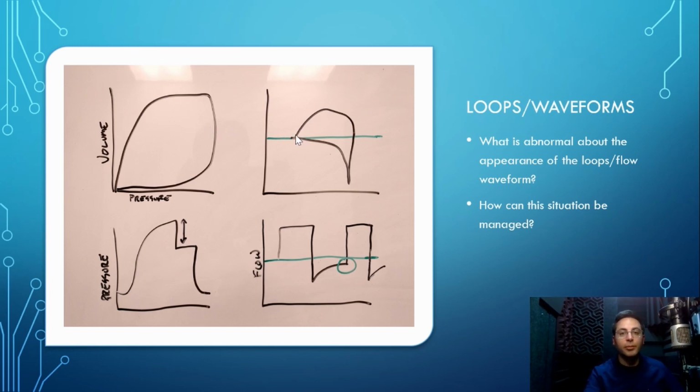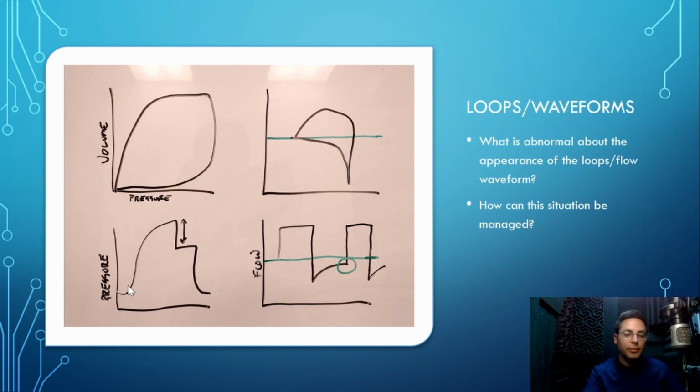Looking at our flow volume loop, we're seeing a fairly normal inspiratory phase here, but we're seeing a restriction of expiratory flow here, or a limitation of expiratory flow rather, indicating that there's some obstruction present.